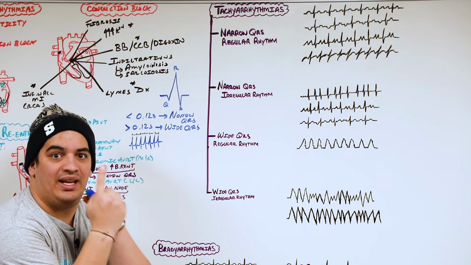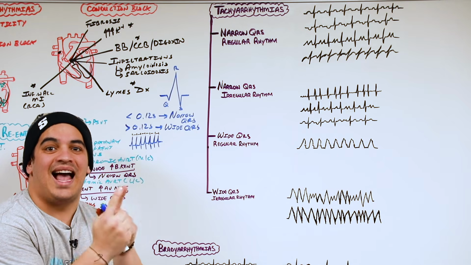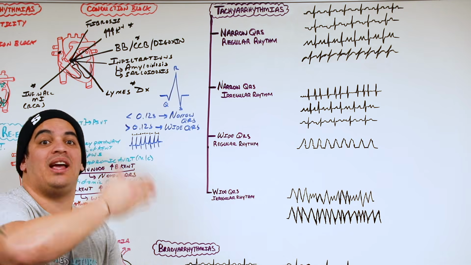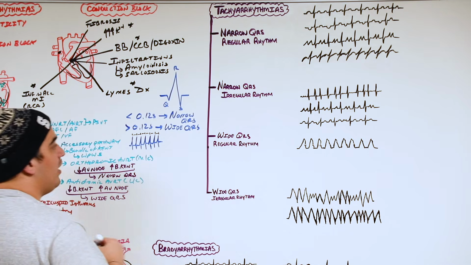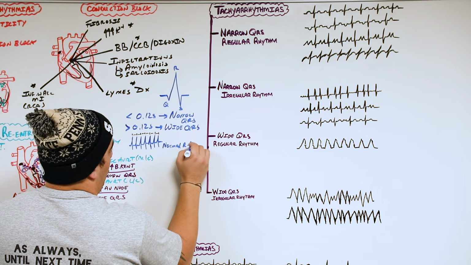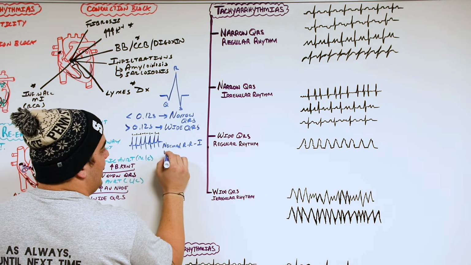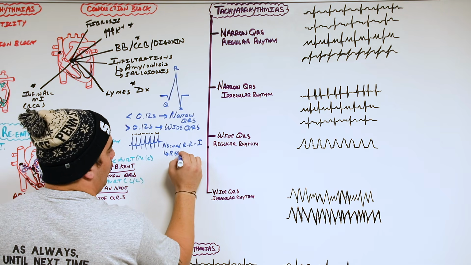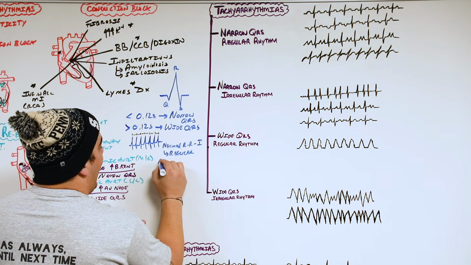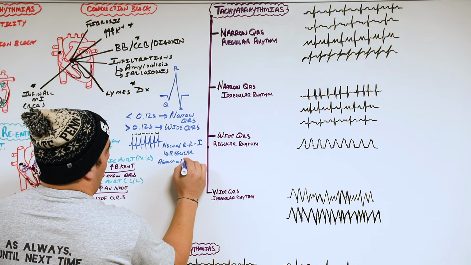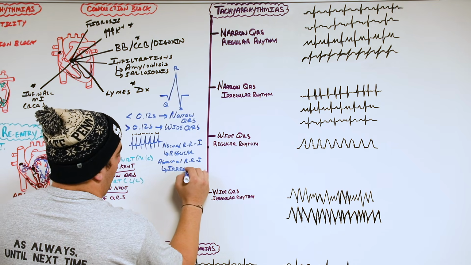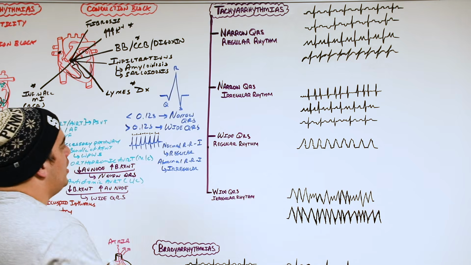If the distance between each R wave is the exact same, that is a normal, regular R to R interval, so it's considered to be a regular rhythm. So if the R to R interval is constant, so we'll put normal R to R interval, right? Then that is going to produce a regular rhythm. If it is not consistent, or there is an abnormal R to R interval, then that is an irregular rhythm, okay? So that's the first thing I do.